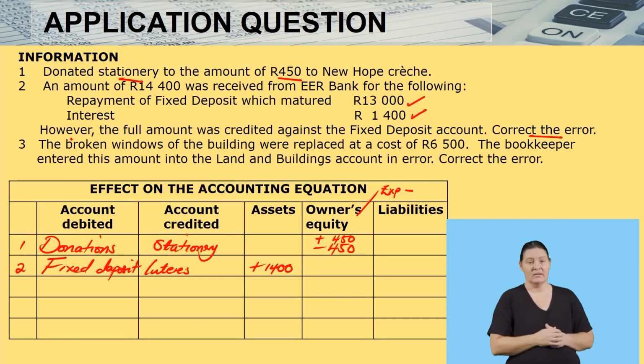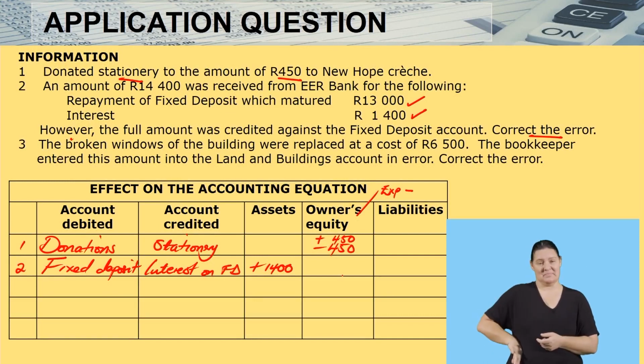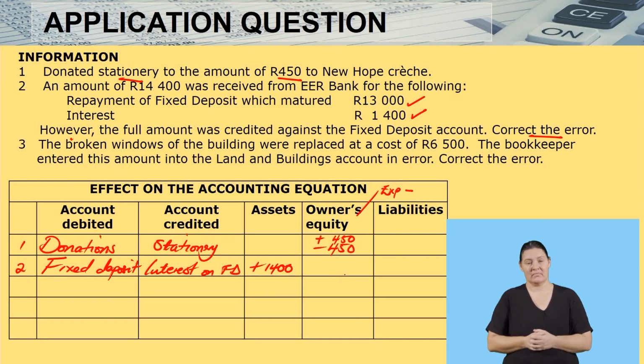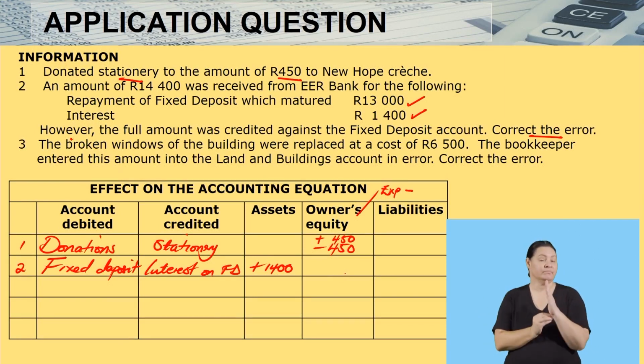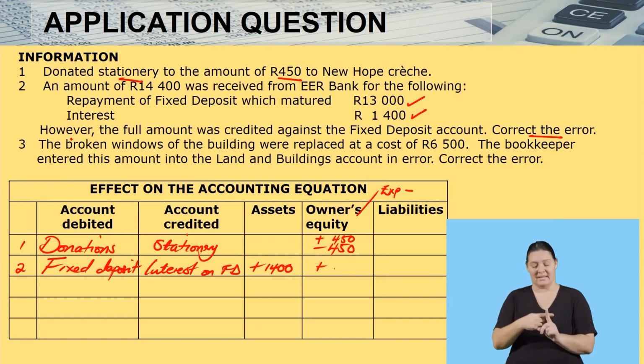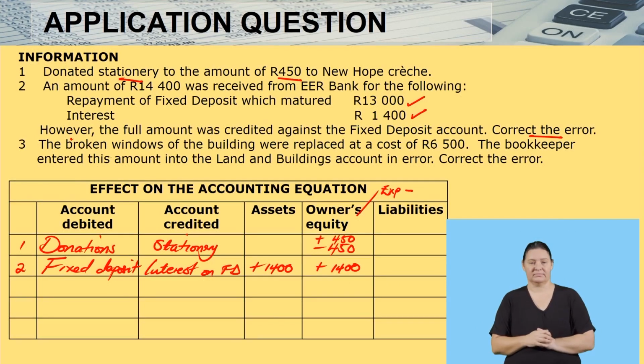And then the account to be credited becomes your interest. This is interest on fixed deposit. This is an income now. And once we are recording income, we will come to our owner's equity, and in our owner's equity, we will say plus 1,400. Let's come to the third one.